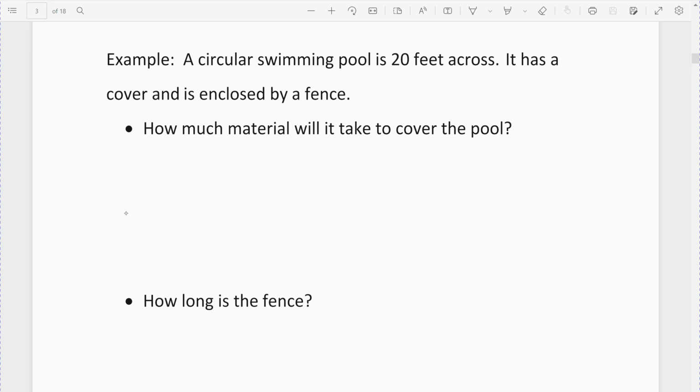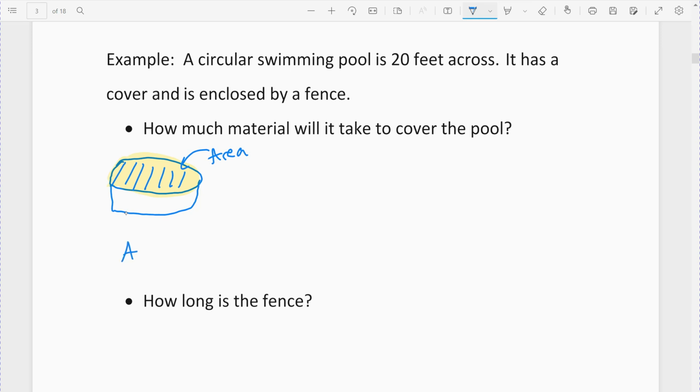And so we have our circular pool. We'll get to volumes later on, but we want to know how much material it takes to cover. So the cover would be this. There's my horrible circle. This would be the cover, right? We have to cover the pool completely, and so it's the area of the circle that we're looking for. Since we want to find the cover, we want to find area.